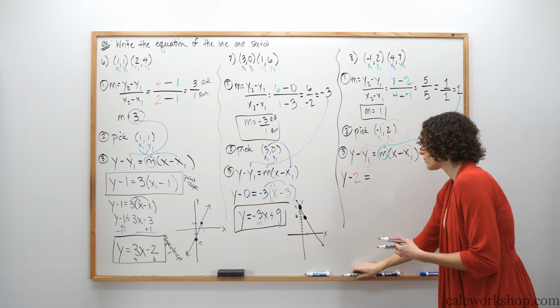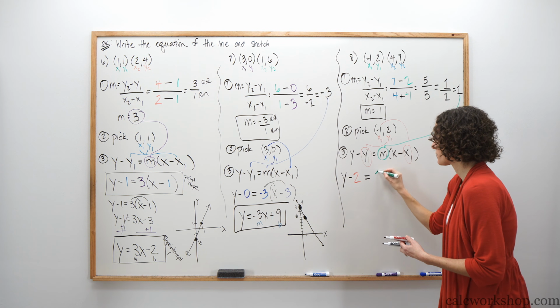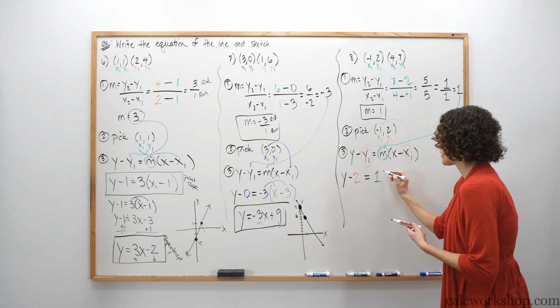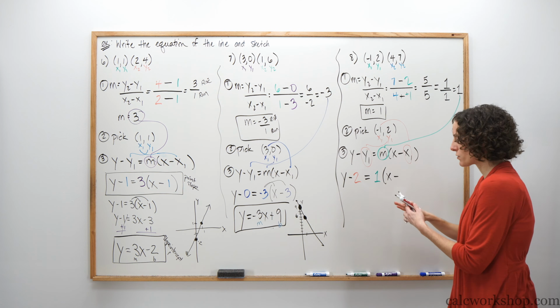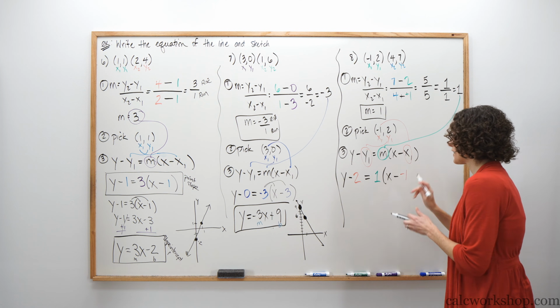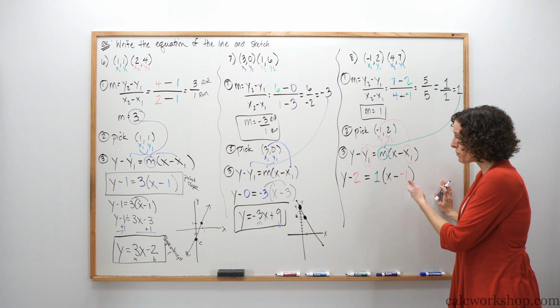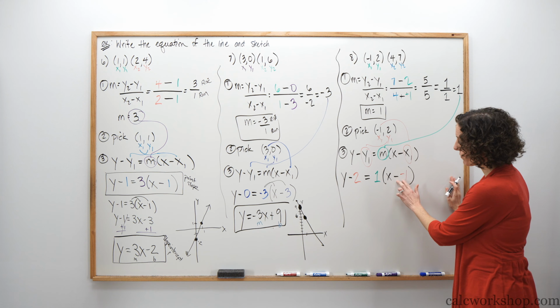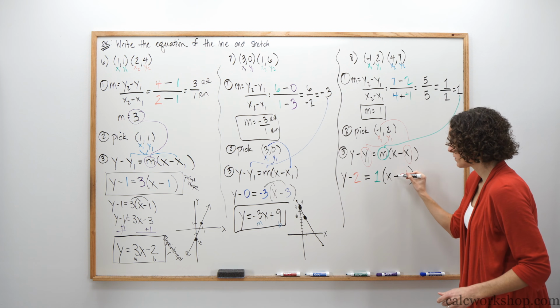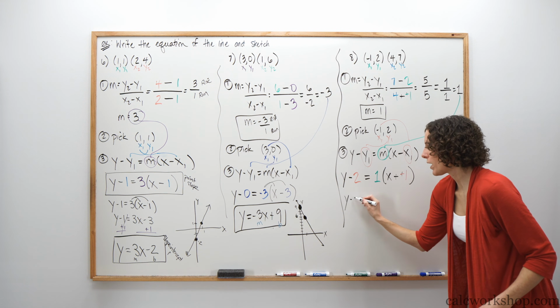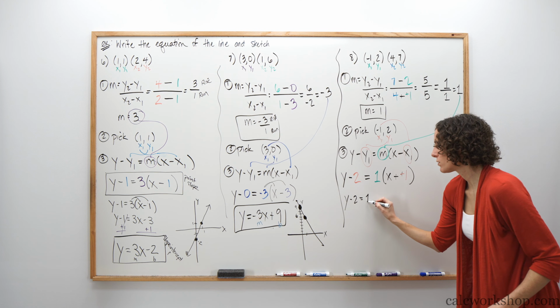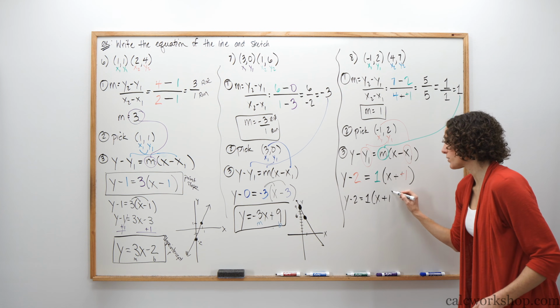equals m, which is 1, times the quantity x minus x1, which is negative 1. So we've written the equation of the line, which is fabulous, but we probably should simplify it and clean it up. Here we've got two negatives make a positive. So y minus 2 equals 1 times x plus 1.